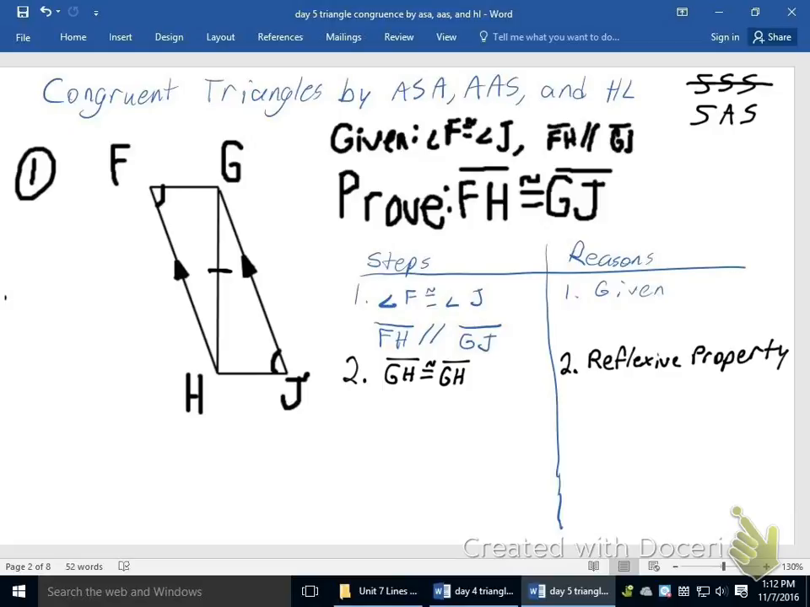Maybe side, maybe angle, side, angle even, maybe angle, angle, side. Hypotenuse leg, nowhere was I told anything about a right angle, so I'm just going to cross that one off my list as well. It's not going to be that one. I'm focusing on these three ways right here. Now I'm needing more information because I have one pair of angles congruent, one pair of segments congruent. I need something else. I either need another segment or another angle.